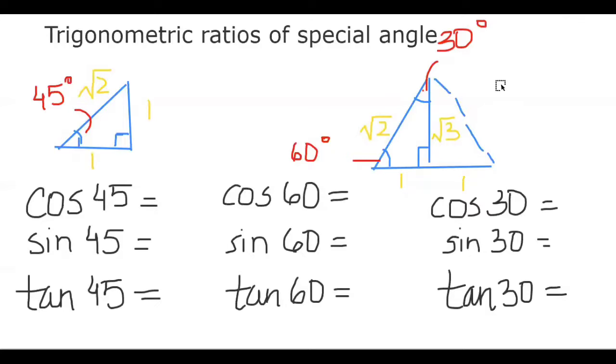So let's begin. The first triangle that we have over here has an angle of 45 degrees, as mentioned in the red color. Through Pythagoras theorem, which is a squared plus b squared equals c squared, we took out the three sides, the hypotenuse being under root 2. Now if we need to find cos of 45, it will be adjacent upon hypotenuse, so it will become 1 over under root 2.